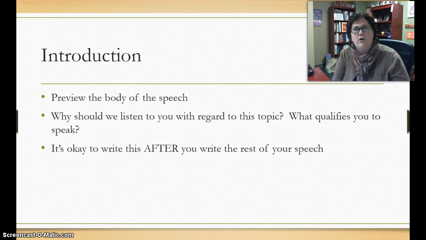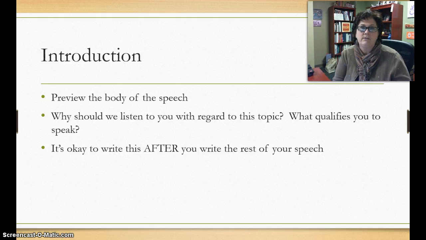So after you've gotten your audience's attention, you want to introduce your topic. The introduction portion of a speech is primarily used to preview the body of the speech, to set the stage, and to give an overview of what you're going to be discussing. But another purpose of the introduction is to let your listener know why they should listen to you.